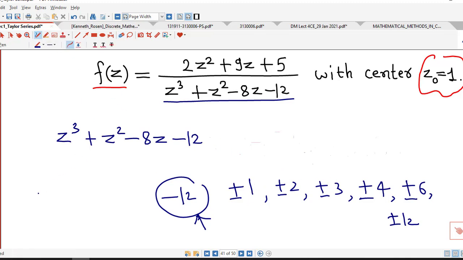So if I try z equal to 1, I will have 1 plus 1 minus 8 minus 12, which is never 0. So z equal to 1 is not the root of this polynomial. So we try for z equal to minus 1. If we put z equal to minus 1, we have minus 1 plus 1 plus 8 minus 12. So this is also non-zero. So there is no possibility of plus or minus 1.